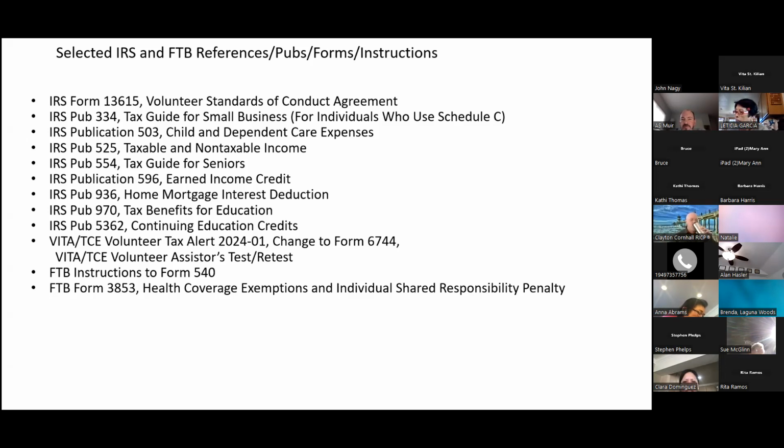Okay, so the volunteer standards of conduct, this is your contract, as I've mentioned before, between you and your site coordinator and the IRS. And so what that means is you simply want to prepare, or I should say certify, in the Lincoln Learn program. And then what happens is your 13615 will be auto-populated with your contact information and with the level of certification.